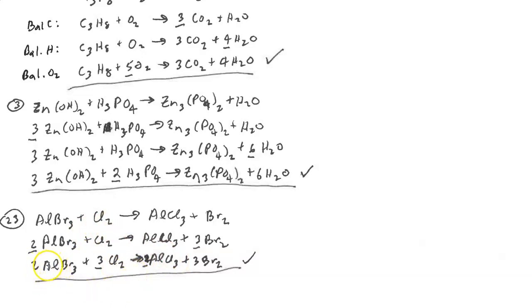So we're going to look at the aluminums. How many aluminums over here? Well, I have 2. How many aluminums do I have over here? I have 2. How many bromines? 6. 6. How many chlorines? 6. 6. We've gone through everything again. We didn't have to change anything in that round. Balanced equation. There you go.